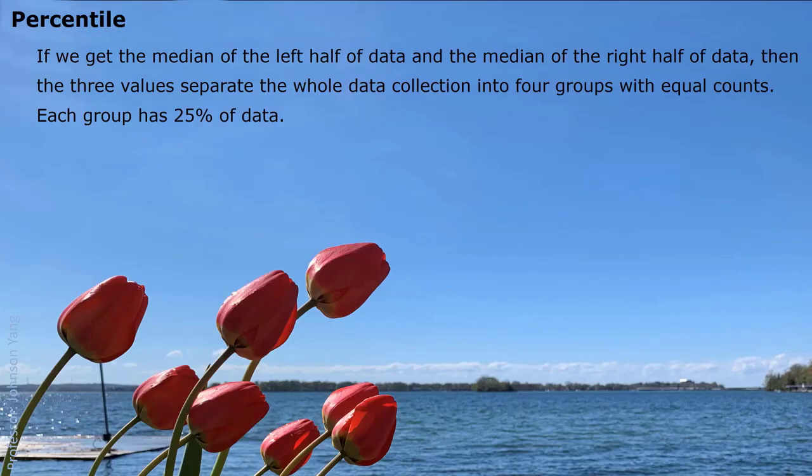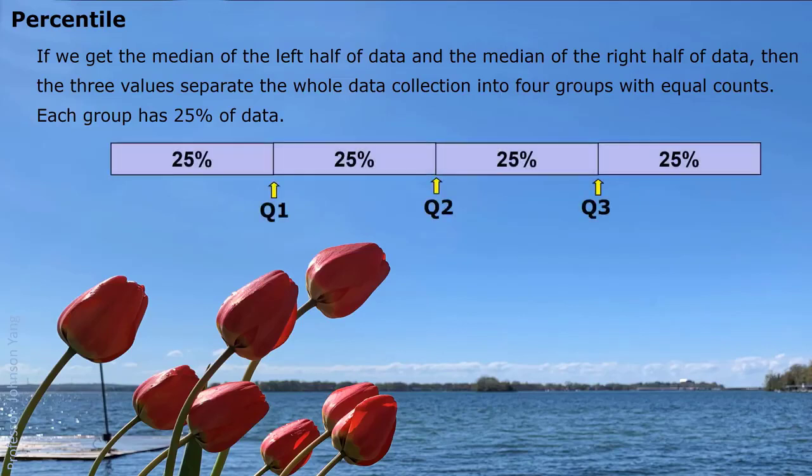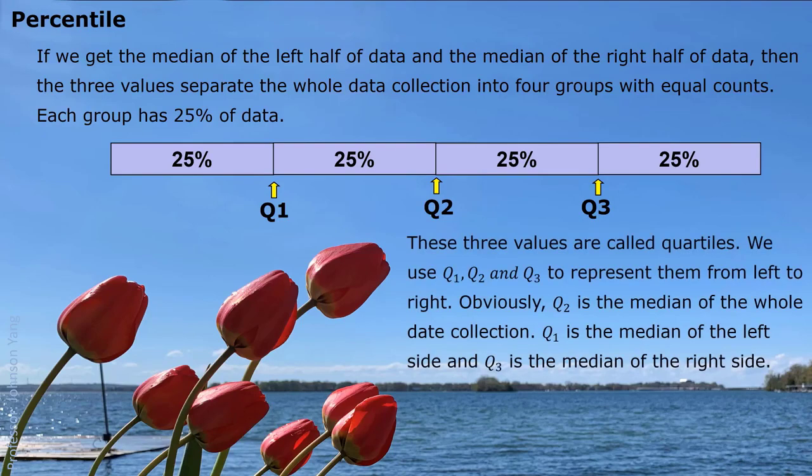Percentile. If we get the median of the left half of the data and the median of the right half of the data, then we have three values. These three values separate the whole data collection into four groups with equal counts. 25% of data belong to each group. So these three values are called quartiles. We use Q1, Q2, and Q3 to represent them from left to right.